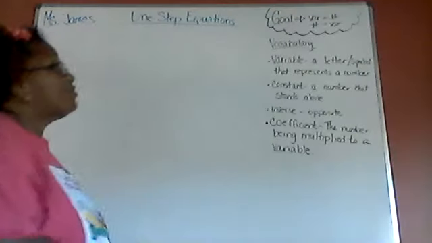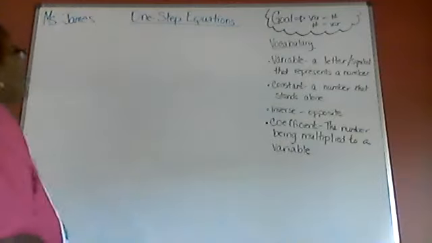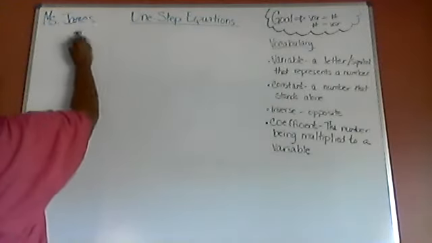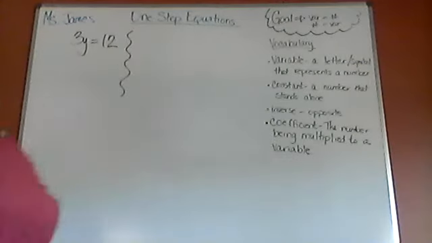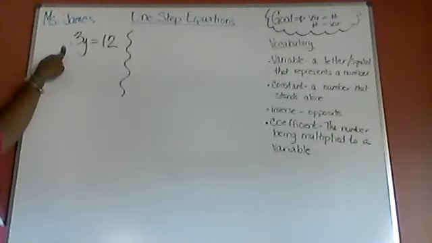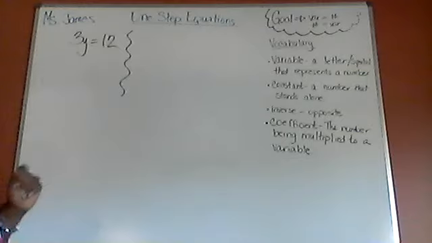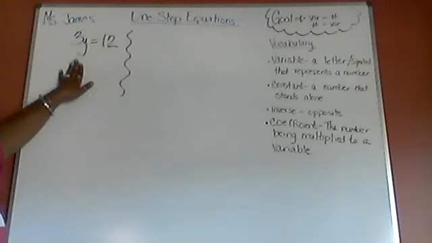So when you have a multiplication equation, you have multiplying in the equation. Say we have a problem like 3y equals 12. We have a coefficient here of 3. The variable is y, and the constant is 12. This is a multiplication equation because we are multiplying 3 to y.